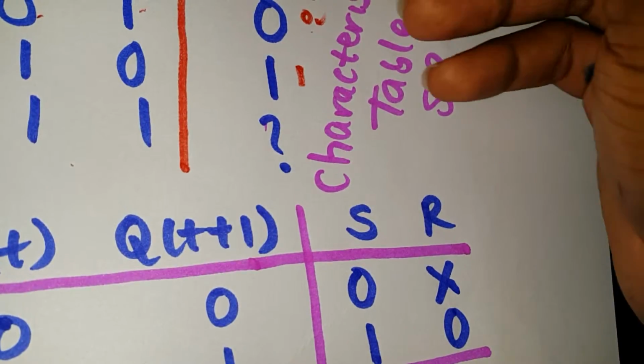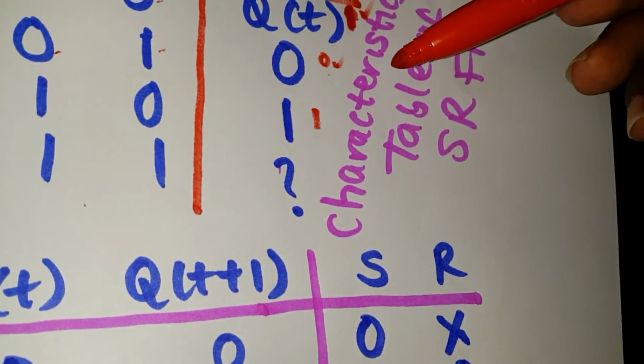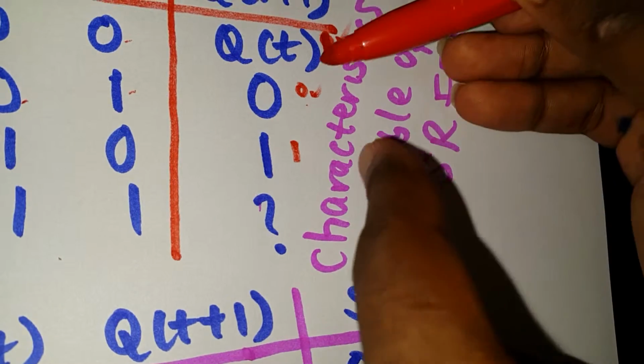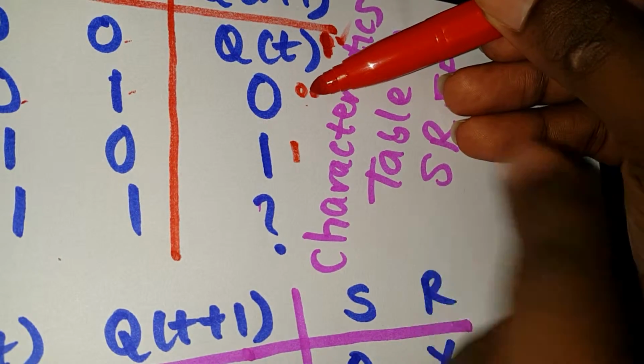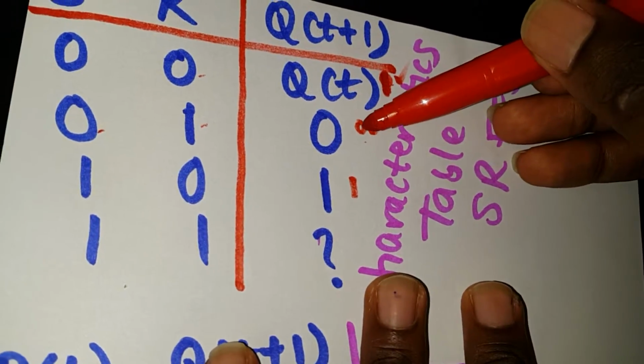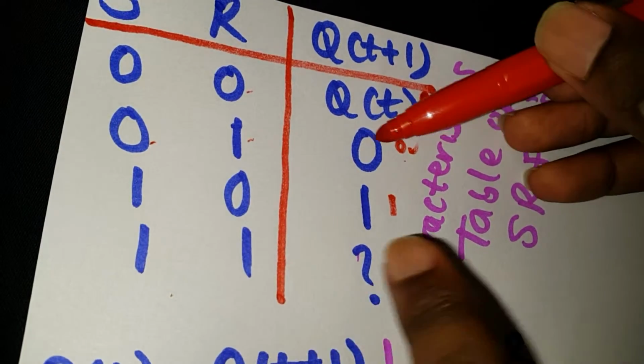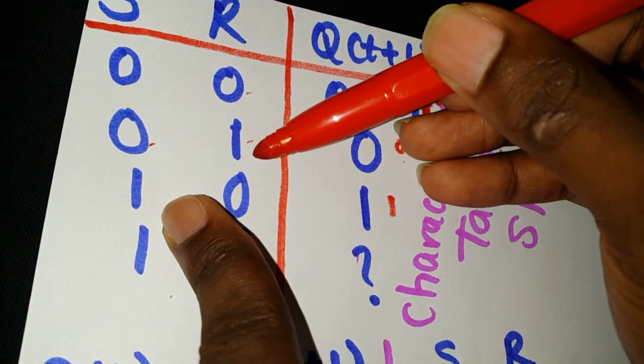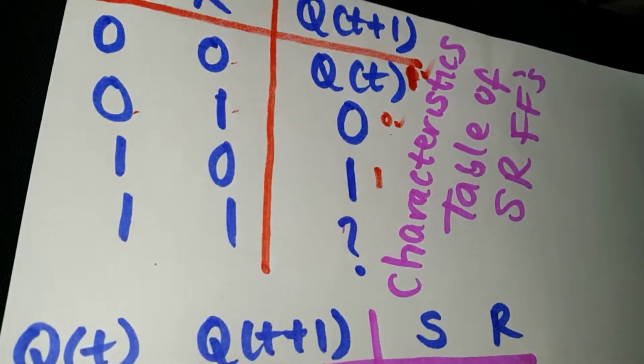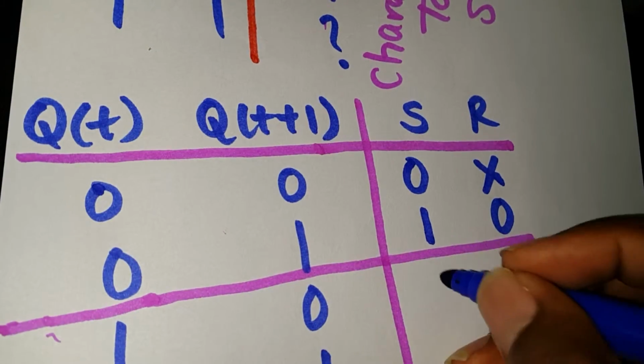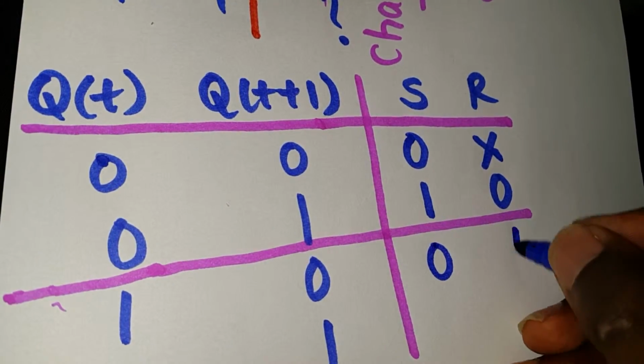Let's look into our characteristics table again. Where is Q of t plus 1 0? It is 0 here. Just here. This where Q of t plus 1 is 0. Just this place. So let's look at it. We have 0 1. So you come to your excitation table, you write 0 1.